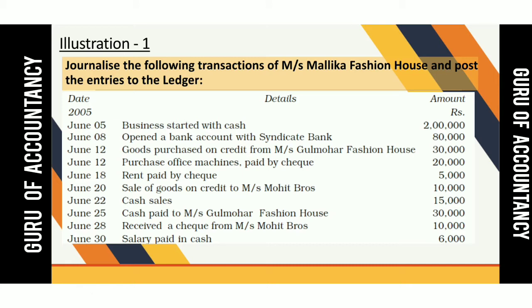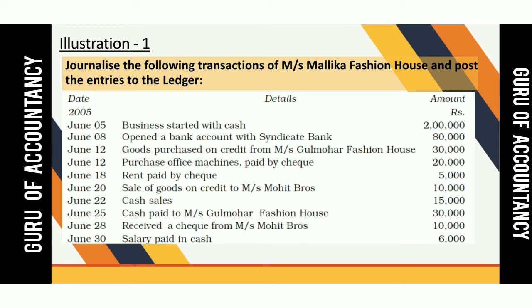Third, goods purchased on credit from Messrs. Gulmohar Fashion House. So the entry would be purchase account debit to Messrs. Gulmohar Fashion House. Next, office machine purchased and paid by check. So the entry would be machine account debit to bank. Next, rent paid by check. Entry would be rent account debit to bank.